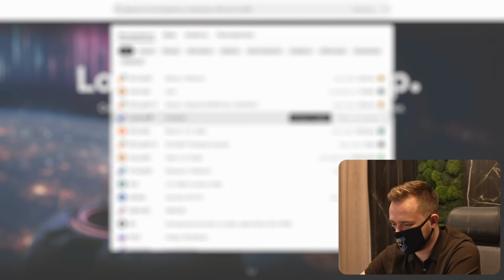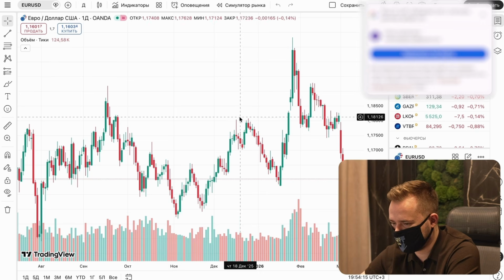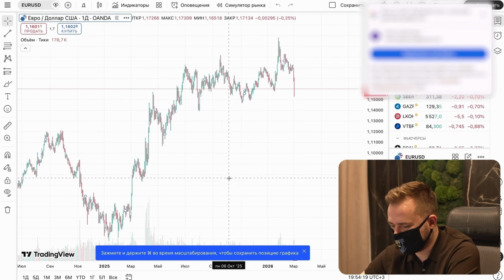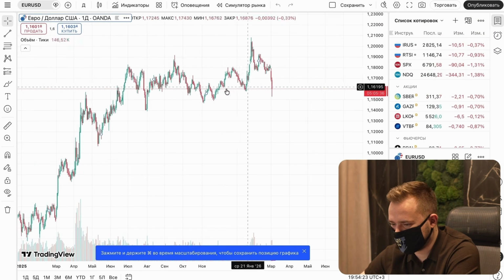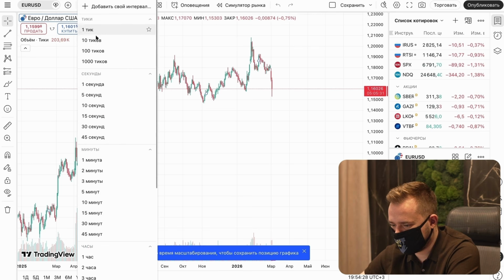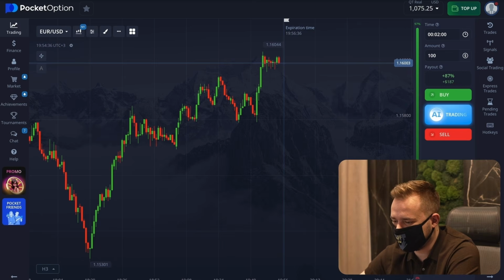Let's open up the euro-dollar pair, and here we have the euro-dollar. I've got 1-minute candles here, so you definitely need to pay attention to the time frame as well. Okay, let's do it this way. Let's pick euro-dollar, and I'll have 1-minute candles. Notice that everything is exactly the same for us. The charts are absolutely identical.